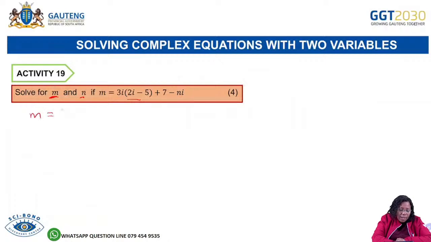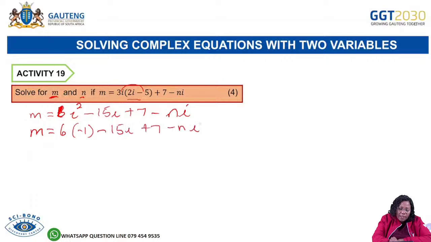We are going to say m is equal to 6i squared. Then we multiply. This is minus 5, 10, 15i plus 7 minus ni. And then now this will give us, remember 6 will be into minus 1. i squared is minus 1, minus 15i plus 7 minus ni. m is equal to minus 6 minus 15i plus 7 minus ni. Can you see I'm not changing anything, I'm just simplifying them.